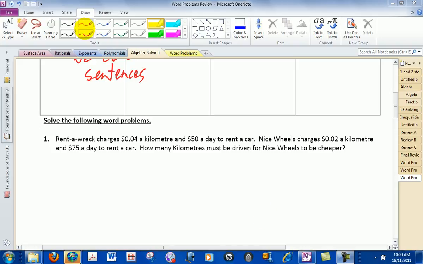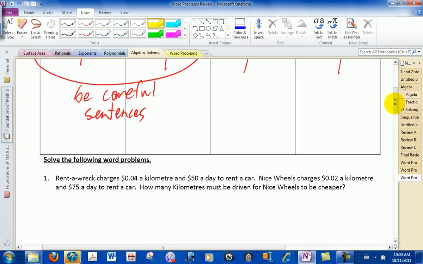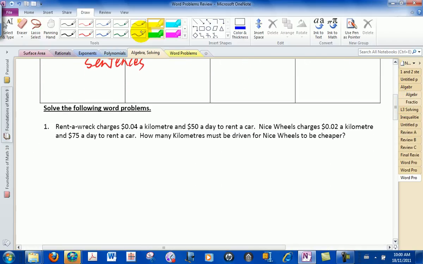Okay, so you've used your highlighter to highlight the important stuff. We're reviewing some word problems, and you should have highlighted 4 cents a kilometer, $50 a day, 2 cents a kilometer for Nice Wheels, and $75 a day. Also, you should have highlighted how many kilometers for Nice Wheels to be cheaper.